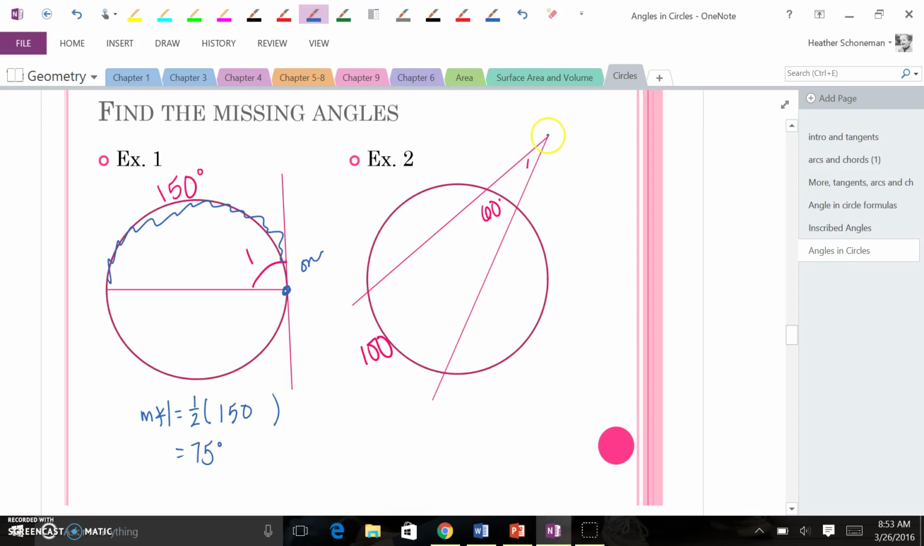All right, over here, example 2, where's the vertex? Outside the circle. So when it's outside the circle, the angle, which is angle 1, equals 1/2. Now we've got two intercepted arcs here, but when it's outside, if you look at your other notes, it's going to be big minus small. So 100 minus 60. 100 minus 60 is 40, so it's half of 40, so the measure of angle 1 is 20.